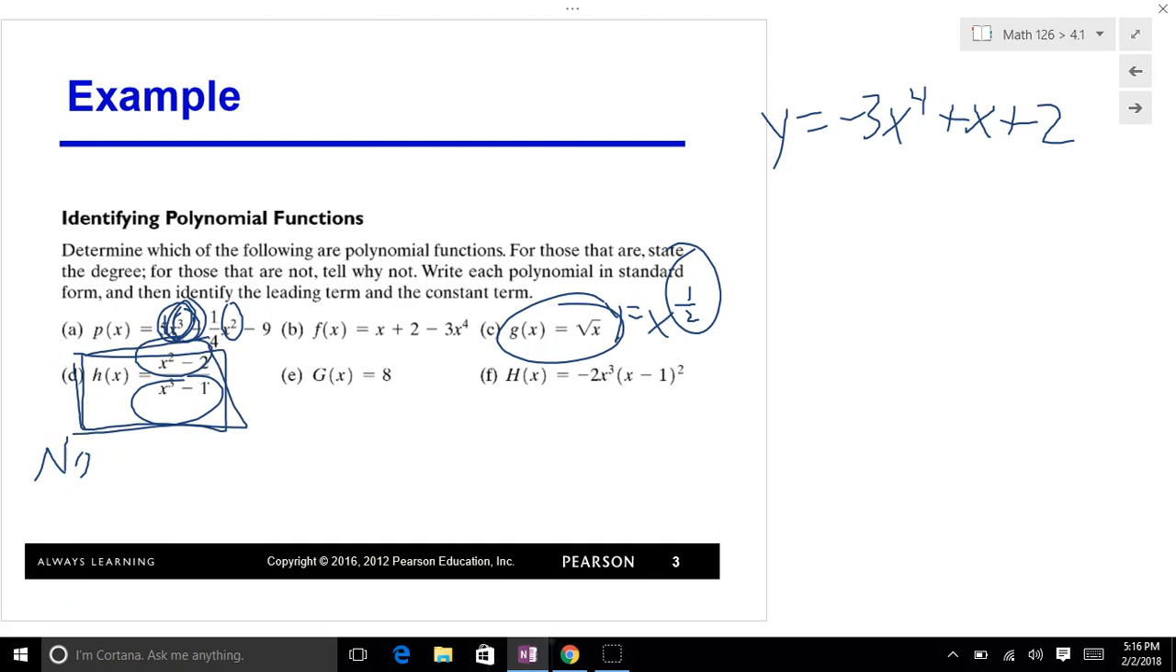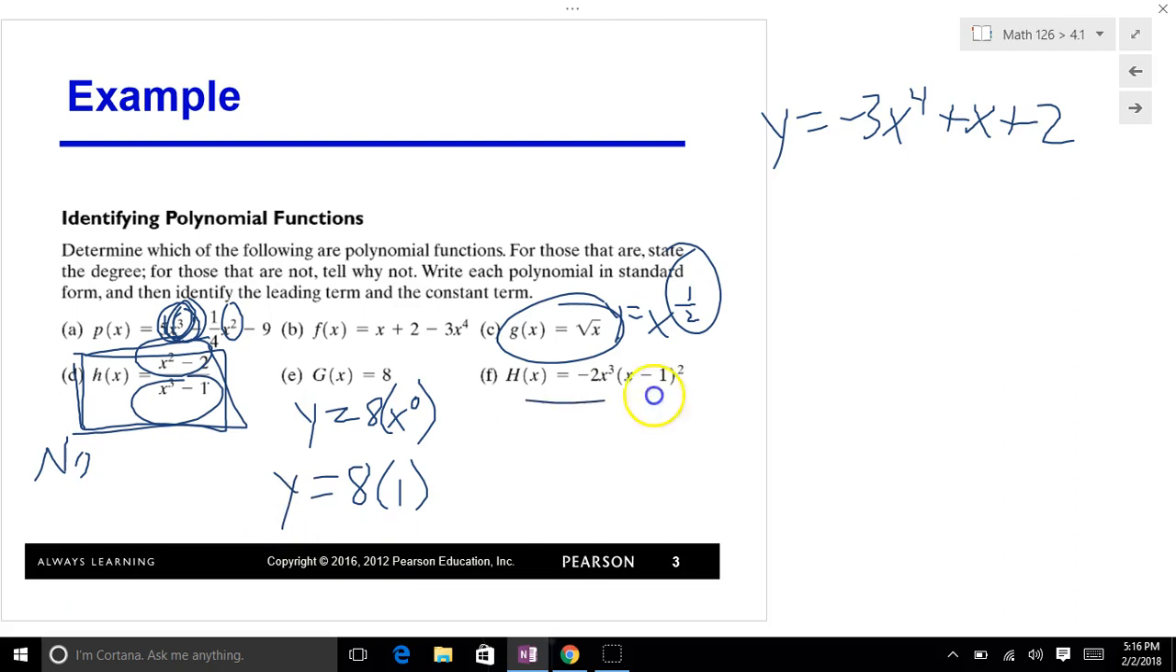E is, it is actually a polynomial function, y equals 8. There's no x on here, but they don't write this. It's just like x to the 0. So at the degree of 0, anything to the 0 power, if you remember, is 1. So this is just like y equals 8 times 1. So it's a 0th degree polynomial. So you can have y equals a constant.